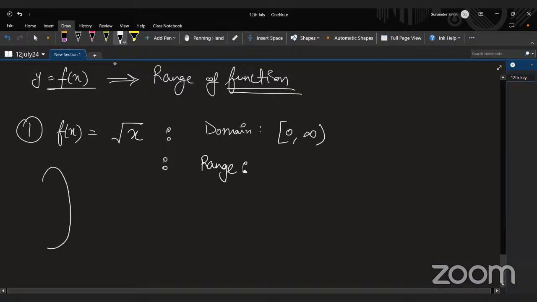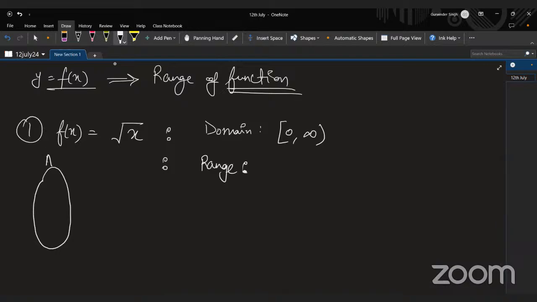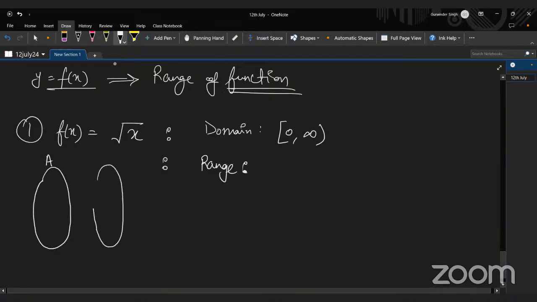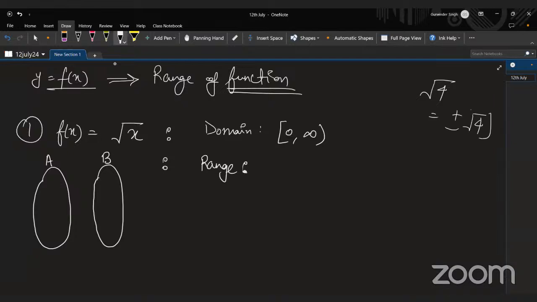So basically here I have this set A. I have another set B. So generally in earlier classes, we used to do one thing, that whenever we got the square root of a positive number, we generally used to assume two solutions. That's what we used to do. Yes, see, that is what I am telling you.